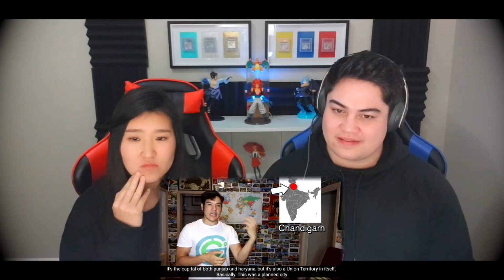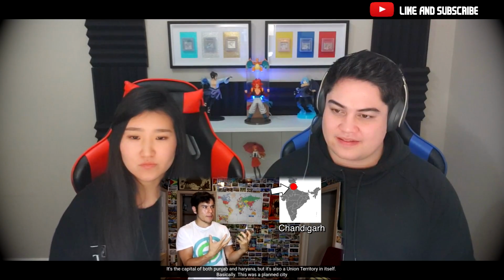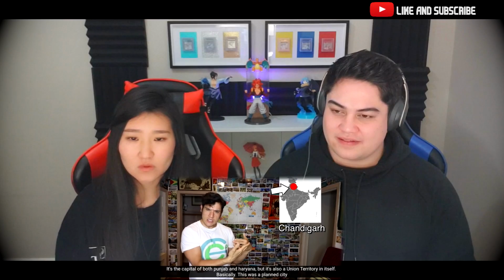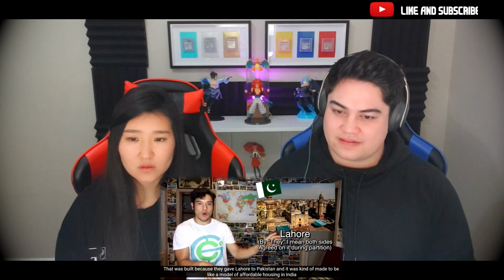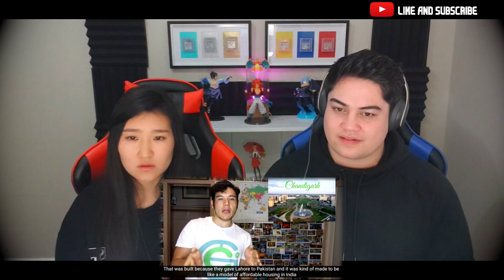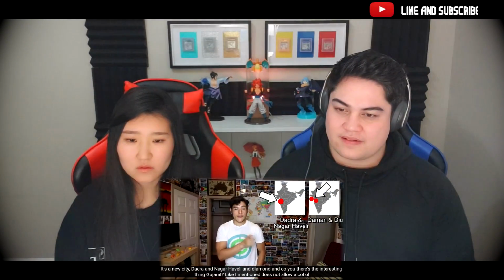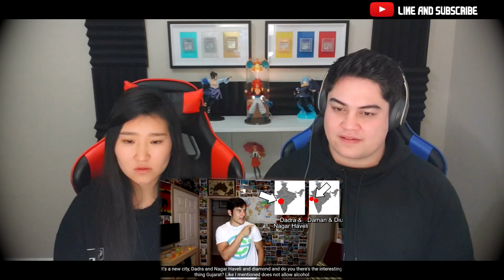Chandigarh. Now this is interesting. It's the capital of both Punjab and Haryana, but it's also a Union Territory in itself. Basically, this was a planned city that was built because they gave Lahore to Pakistan. And it was kind of made to be like a model of affordable housing in India. It's a new city.